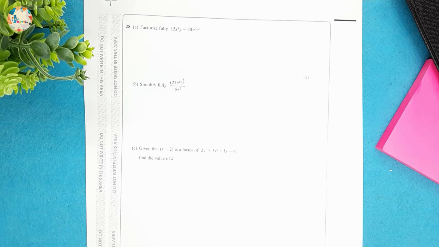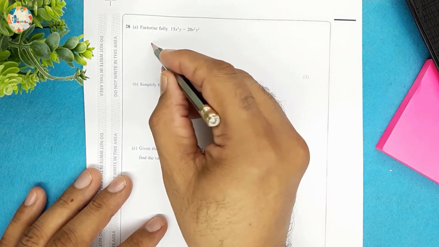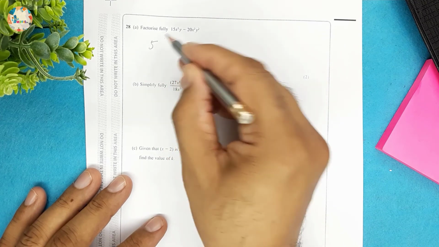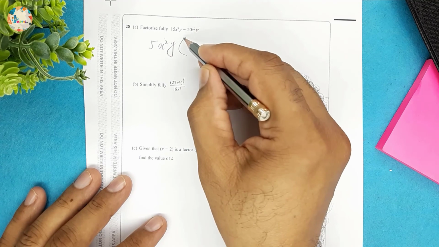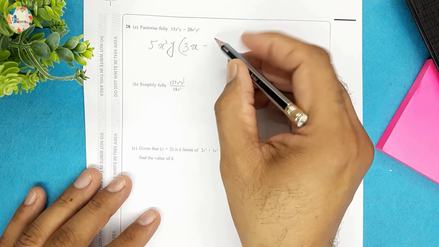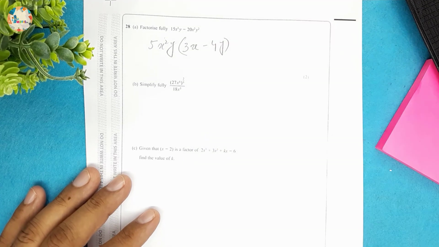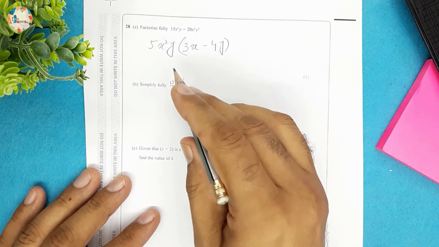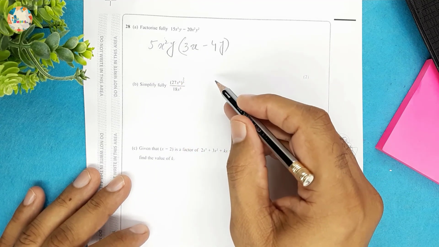Question number 28, we have to factorize this fully. We have to take the maximum common factor. We can take 5 common, x squared also we can take common, and y we can take common. So inside will be 3x minus 4y. So this will be basically the answer for this part. So 5x squared y into 3x minus 4y will be the final answer.